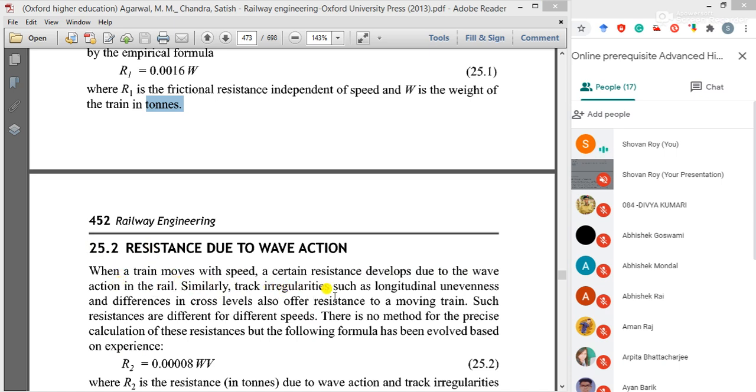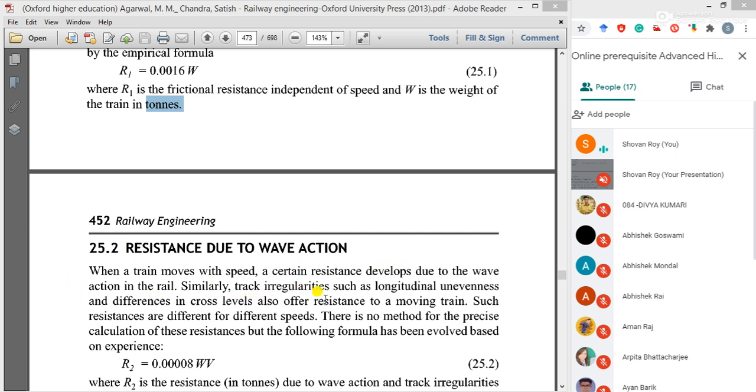Similarly, track irregularities such as longitudinal unevenness and differences in cross levels also offer resistance to a moving train. Such resistances are different for different speeds. There is no method for the precise calculation of this resistance, but the following formula has been evolved based on experience. So when a train moves with speed, a certain resistance develops due to the wave action in the rail.